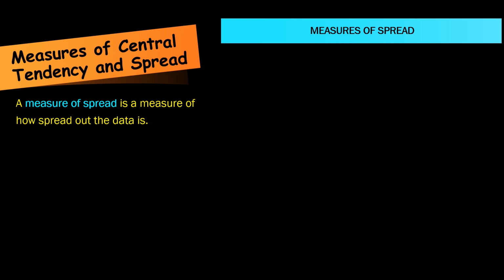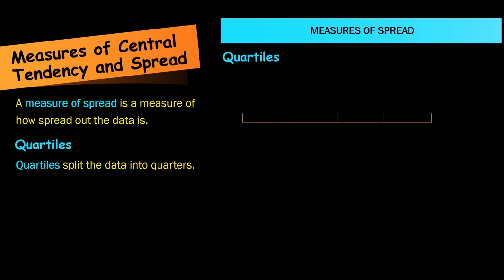A measure of spread is a measure of how spread out the data set is. Quartiles split the data into quarters. So if we have a look at the number line, then in a data set, this might be where the minimum is. And after 25% of the data has passed, we have quartile 1 or Q1. This is also known as the lower quartile and is a quarter of the way through the data.